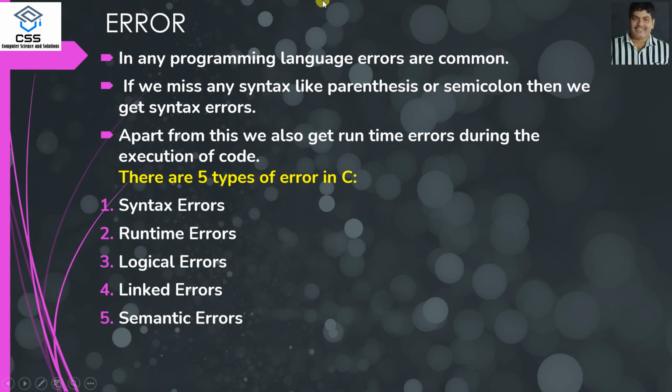In any programming language, errors are common. If we miss any syntax, like a parenthesis, a semicolon, or a capital and small letter mismatch, that's a mistake. Apart from this, we get runtime errors, meaning there is no error at compile time, but at runtime there might be some error and the program will not give the right output. Hence we classify the errors in any programming language into five types: syntax error, runtime error, logical error, linking error, and semantic error.